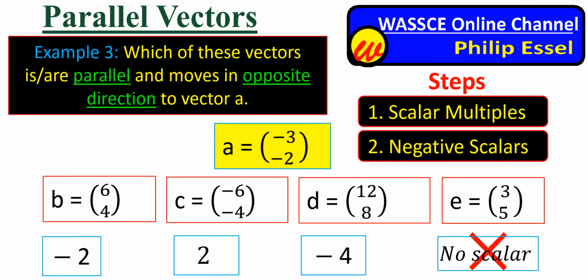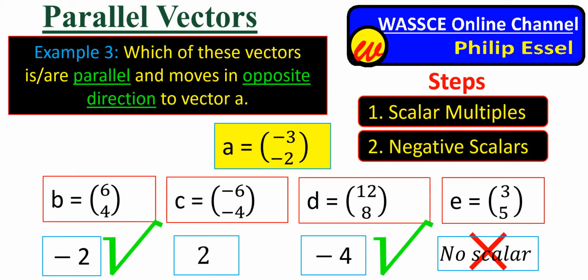Now for the vectors B, C, and D, the only ones with the negative scalars are B and D. Of course, we said that when your scalar is negative, then what it means is that you move in the opposite direction. So they are the ones that move in the opposite direction to the vector A and at the same time are parallel to the vector A.